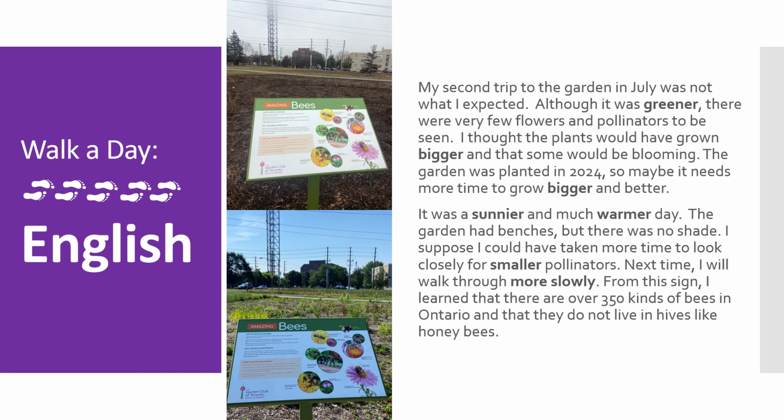The garden had benches, but there was no shade. I suppose I could have taken more time to look closely for smaller pollinators. Next time I will walk through more slowly. From this sign, I learned that there are over 350 kinds of bees in Ontario, and that they do not live in hives like honeybees.